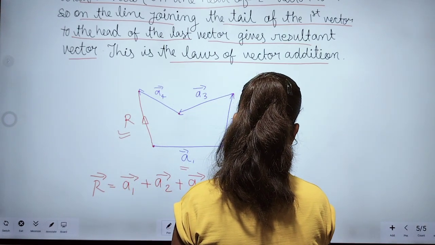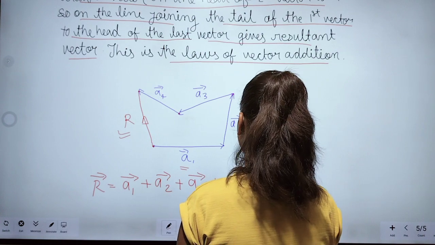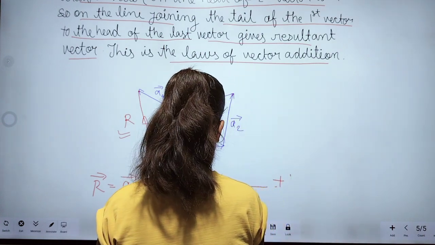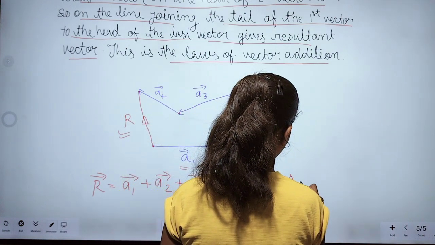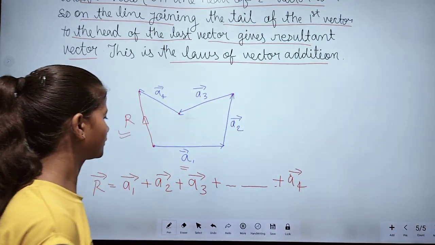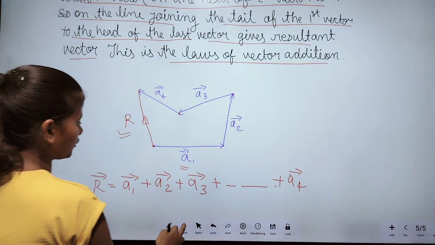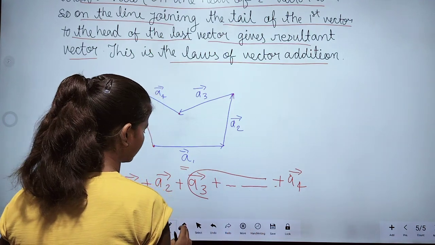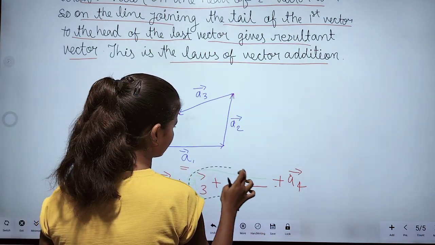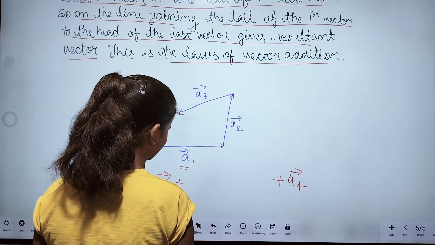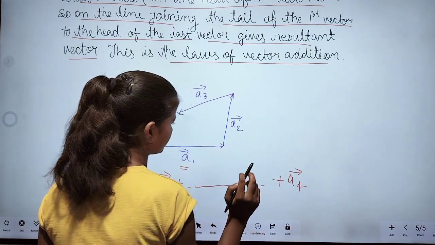And so on, plus fourth vector. Okay. So I hope you understand what the laws of vector addition are. Okay, and so on to each vector.